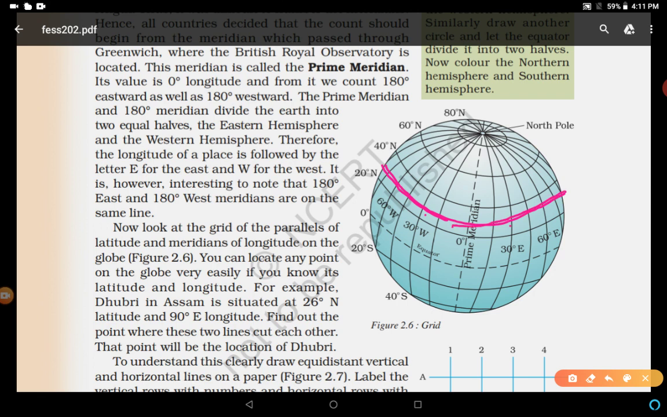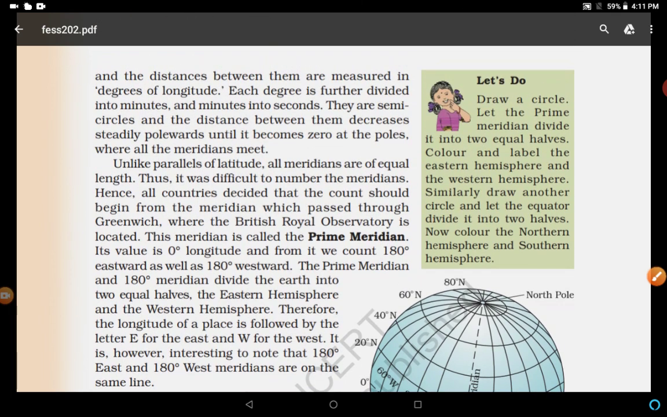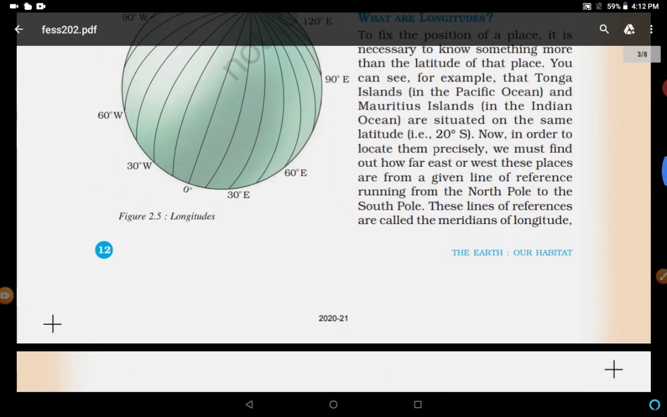If we know the longitudinal value of this place, for example, 90 degree eastern longitude, then we'll find 90 degree eastern longitude. From here we will count to the east, 1, 2, 3, 4, 5, 6, 7, like this. And then we will find, for example, this is the 90 degree longitude. So this is the particular place, because this is 26 degree northern latitude, and this is 90 degree eastern longitude. So this place is Dhubri. Here it is Dhubri. So I hope you are getting my point. How will we find the location of any place?